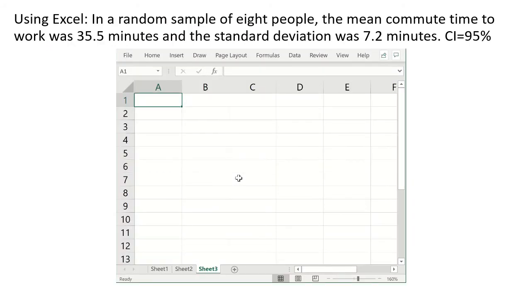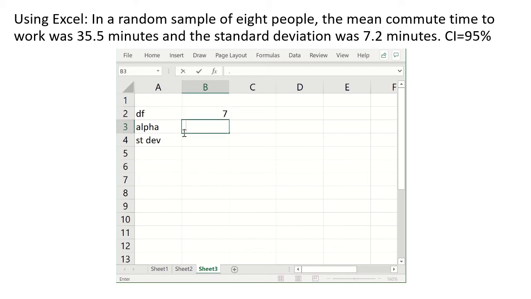Now I'll show you how to use Excel when you have to use the t-distribution. So there's going to be a few things we need to know first. First is the degrees of freedom as well as the alpha. We're also going to need to know the standard deviation for our calculations. So our degrees of freedom is the sample size, which is, in this problem, 8 minus 1, so 7.